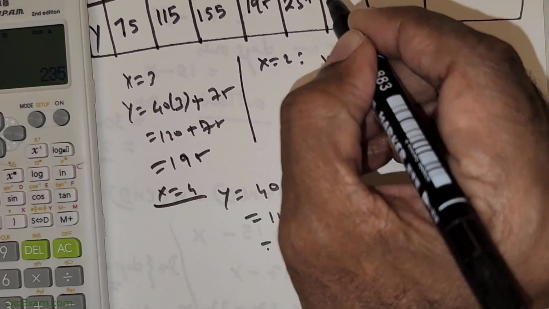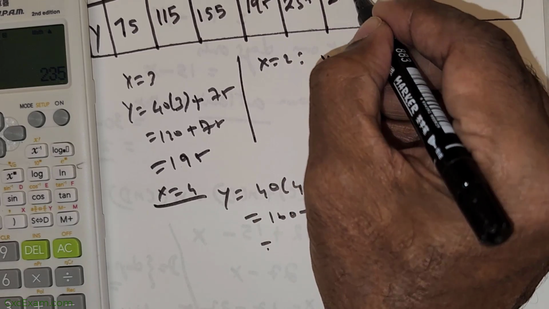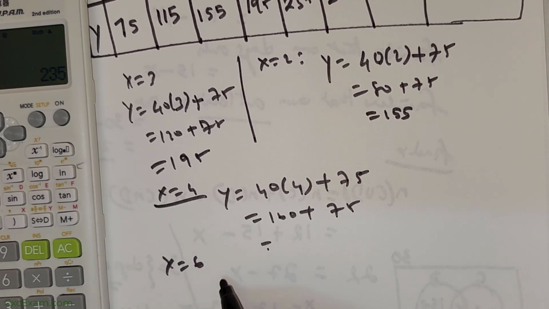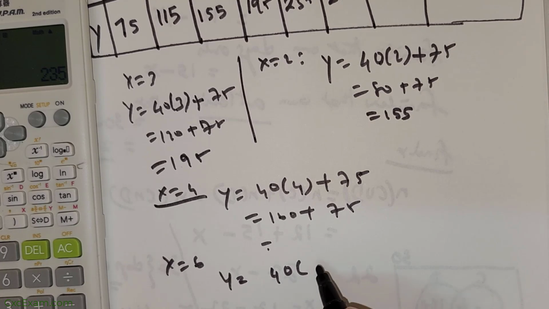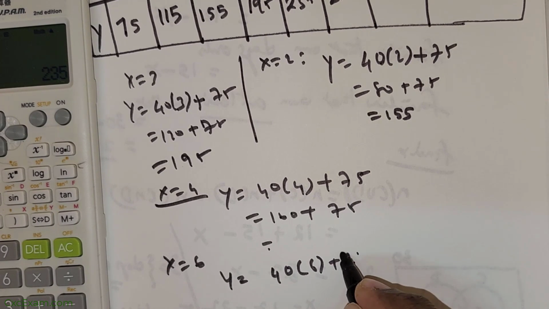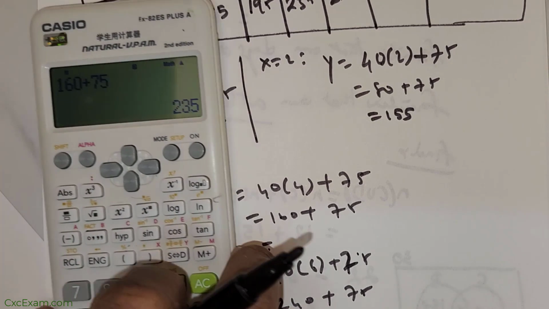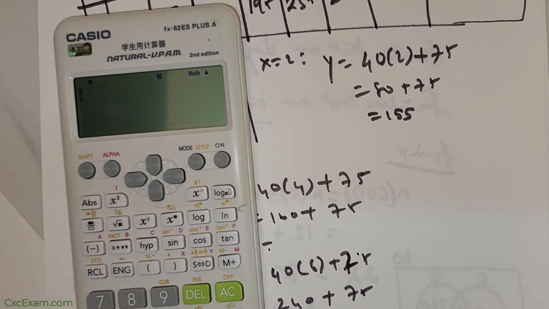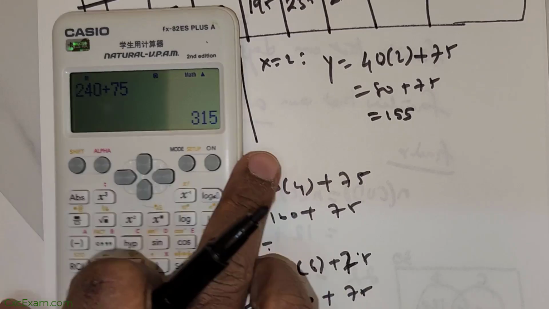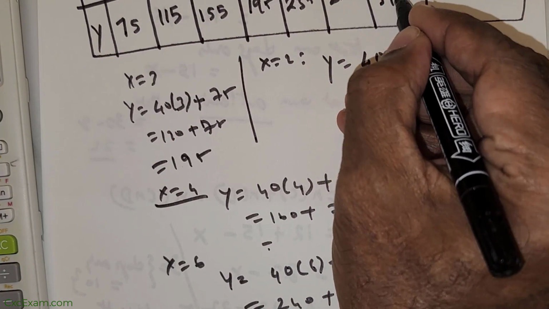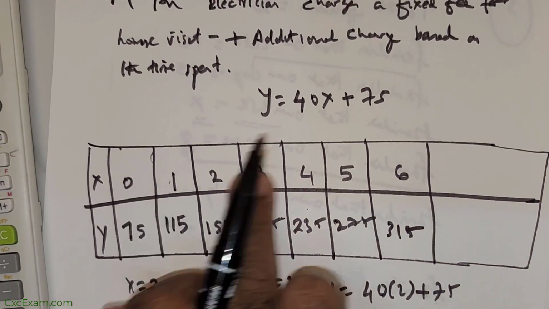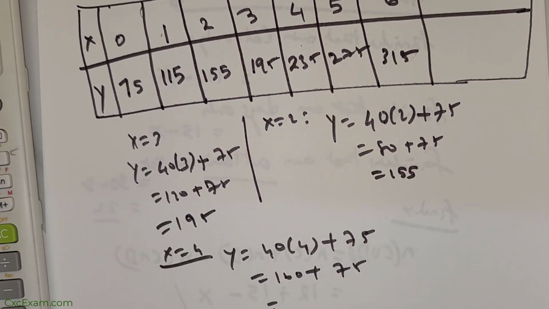So 235, then x is equal to 5 gives 275, and x is equal to 6, y is equal to 40 times 6 plus 75, 240 plus 75, this will give you 315. So this is the first part of the solution.